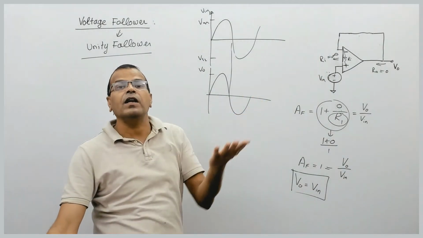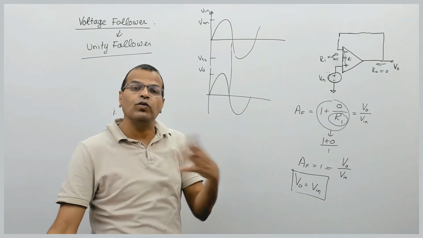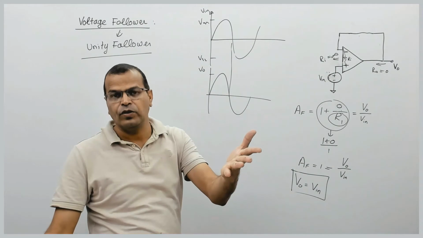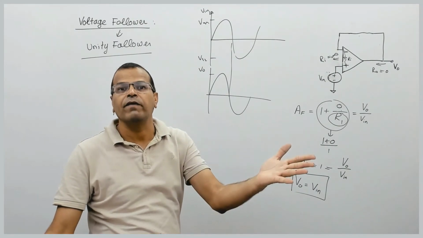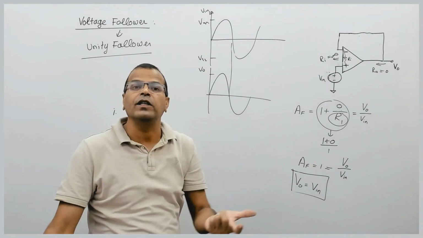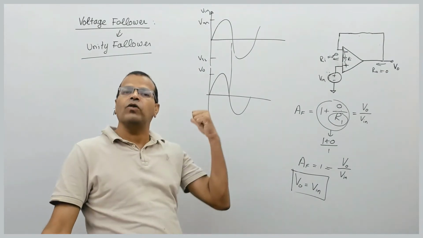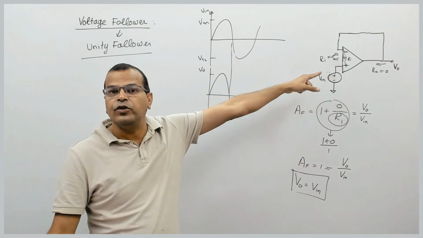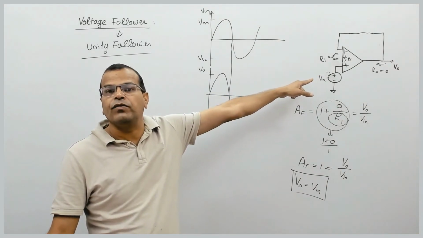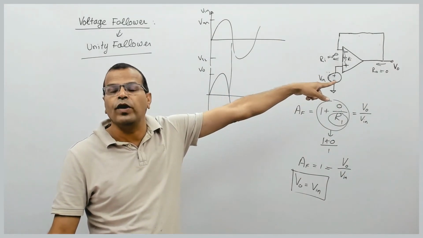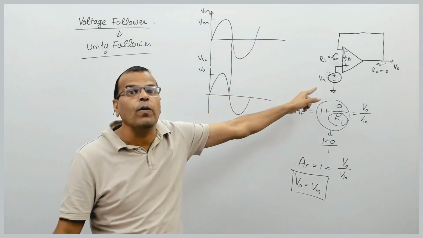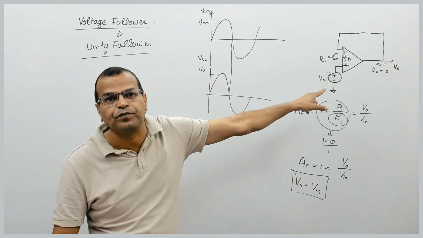Similarly, we have a current buffer. A current buffer is one which has a current gain of unity, so it will not change the current level. Here we are talking about the voltage buffer. In case of a voltage buffer, voltage gain is unity, input resistance is very high, output resistance is very low. But in case of current buffers, input resistance is very low and output resistance is very high.